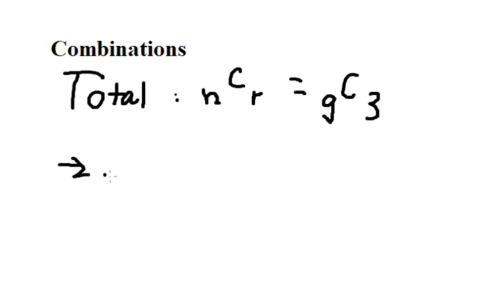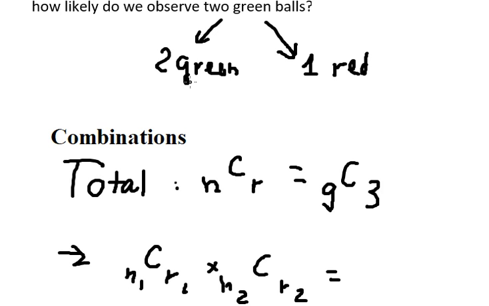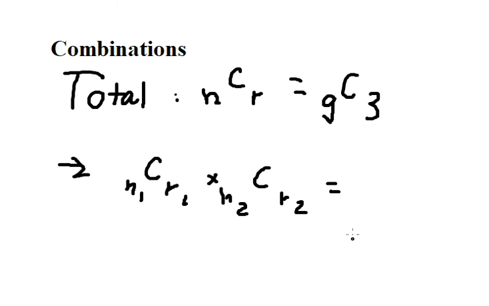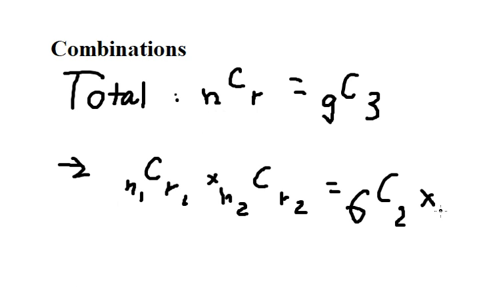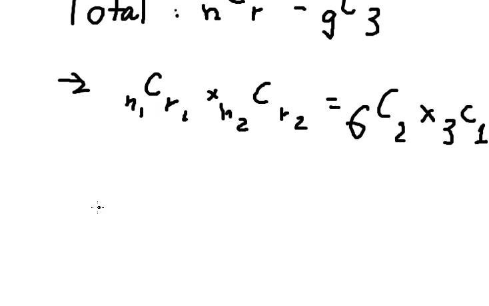So we select 2 green balls out of 6, so that should be 6C2. We select 1 red ball out of 3 red balls, so that should be 3C1. And now we have the probability.